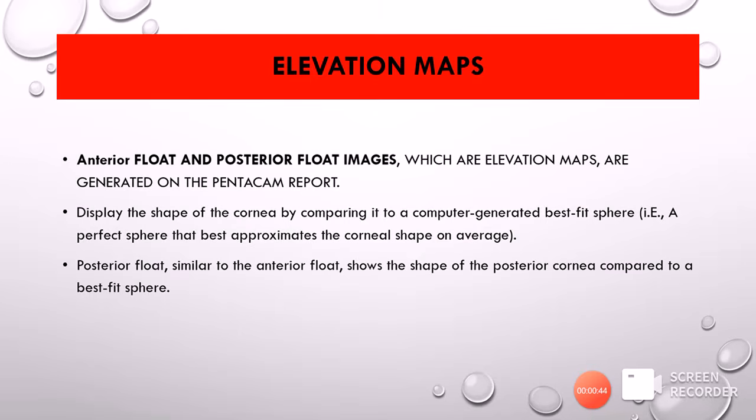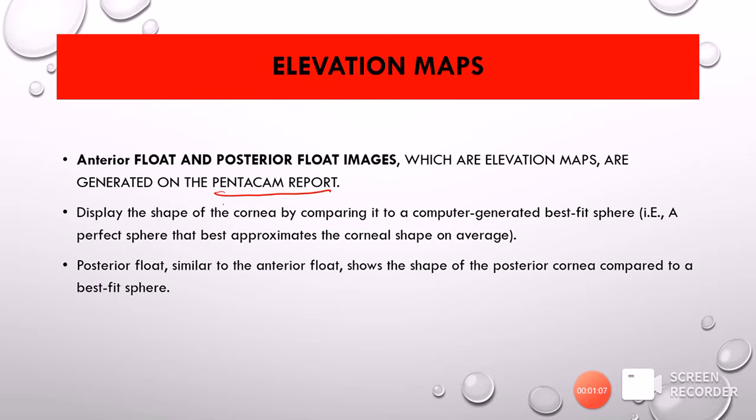Now let us talk about the elevation map. So in elevation map, we had two types of maps, the anterior elevation map and the posterior elevation map, which can also be called the anterior float and the posterior float, and they are present on the Pentacam. Now they display the shape of the cornea by actually comparing it to a computer generated best fit sphere.